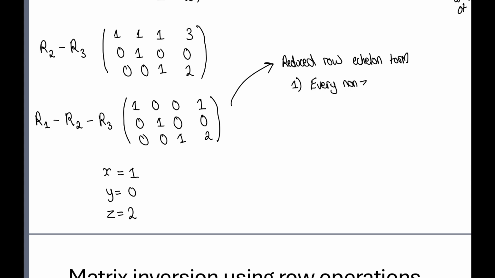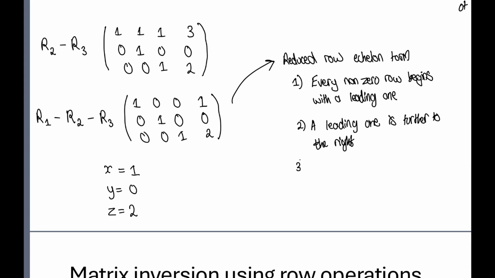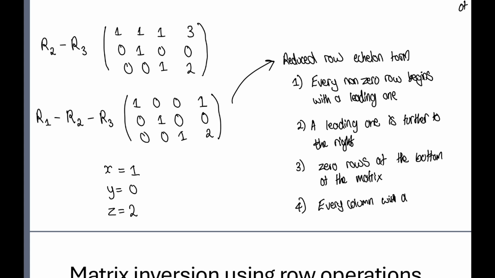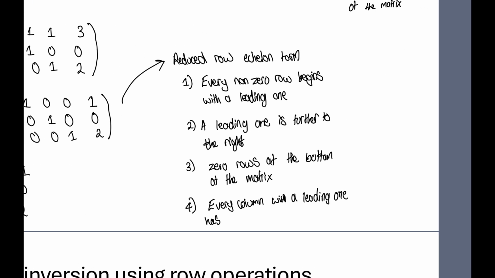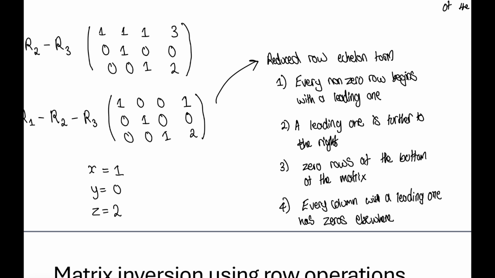Every non-zero row begins with a leading one. Number 2, a leading one is further to the right. Number 3, 0 rows at the bottom of the matrix. Number 4, every column with a leading one has zeros elsewhere. And hopefully you can see all those properties in this matrix.